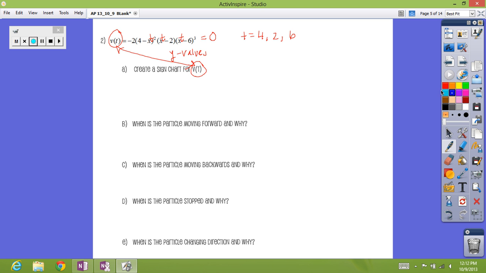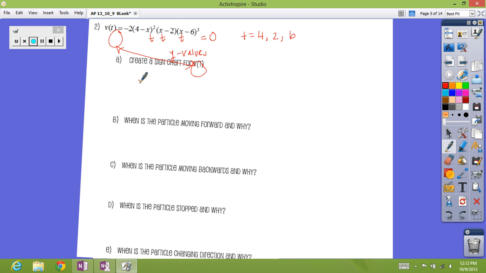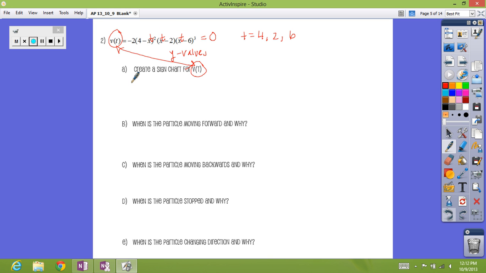Things to remember when you do your sign charts. When you do your sign charts, you want to make sure that you don't use negative time values. So let's say this over here had a negative 8 as one of the time values. We wouldn't write it on the sign chart, okay? So we get 2, we get 4, we get 6. Those are zeros. We have no way of being undefined.